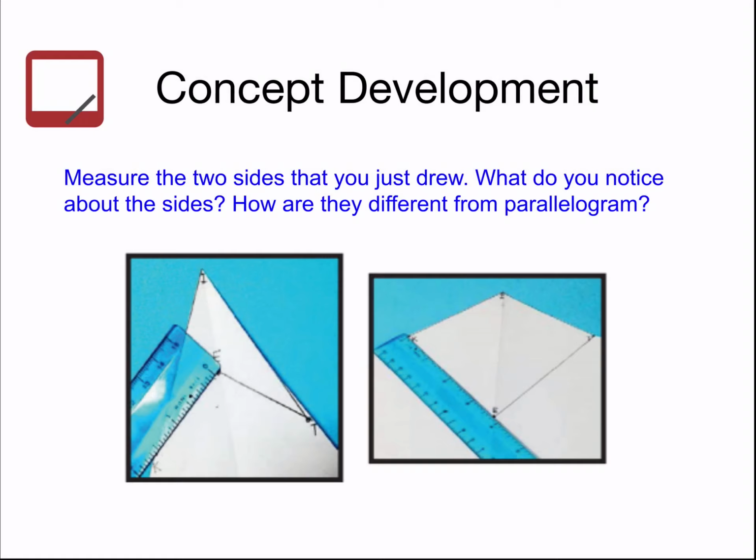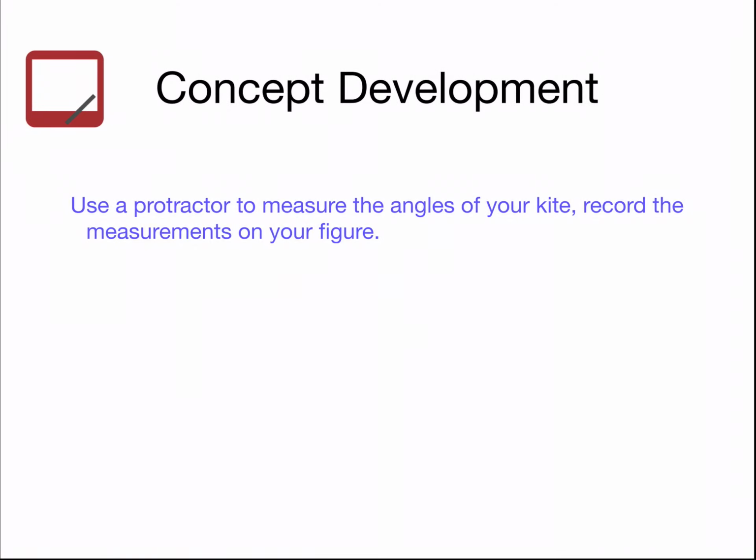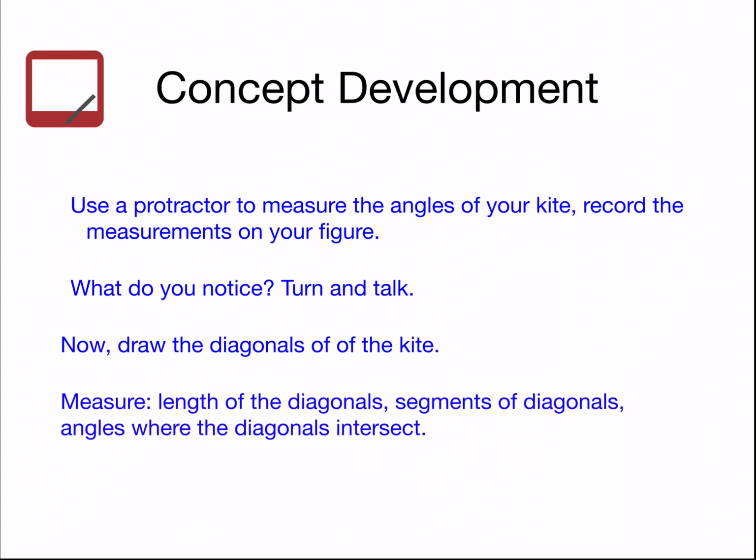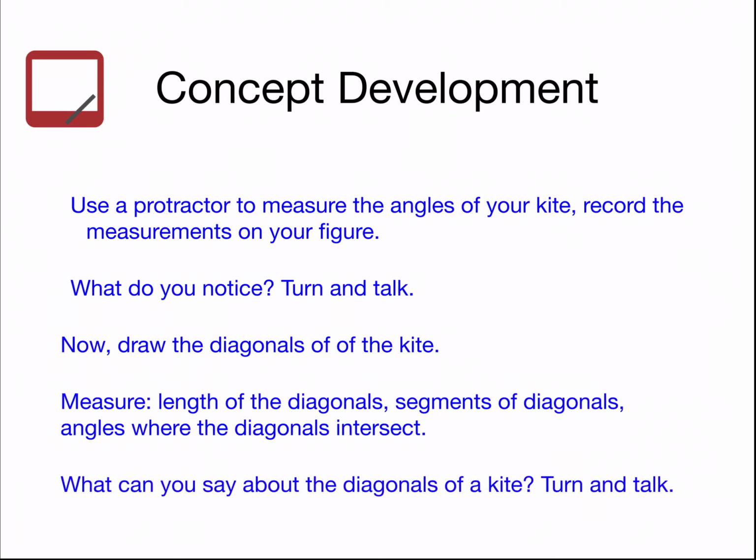What do you notice about the sides? How are they different from a parallelogram? Use a protractor to measure the angles of your kite. Record the measurements on your figure. What do you notice? Okay, now you're going to draw the diagonals of the kite. Measure the length of the diagonals, segments of diagonals, and where the diagonals intersect.